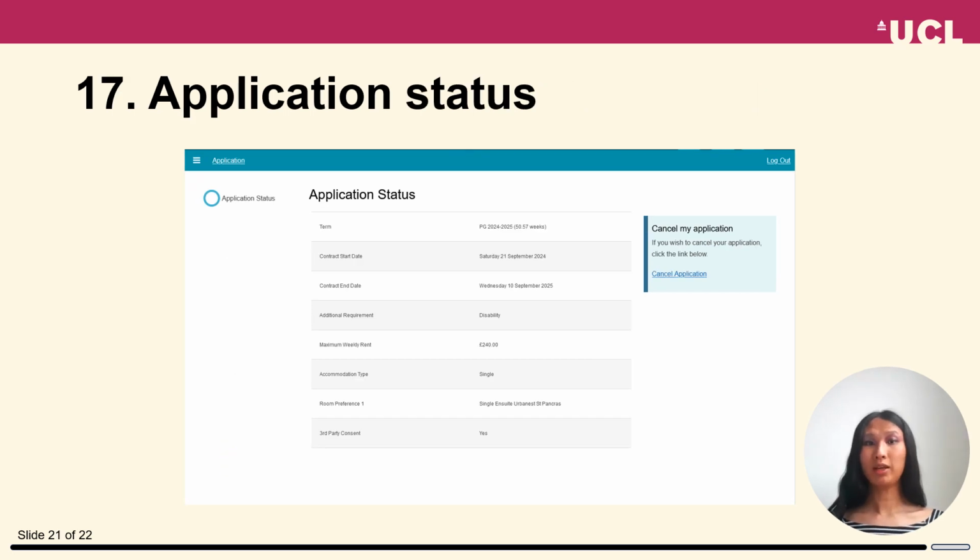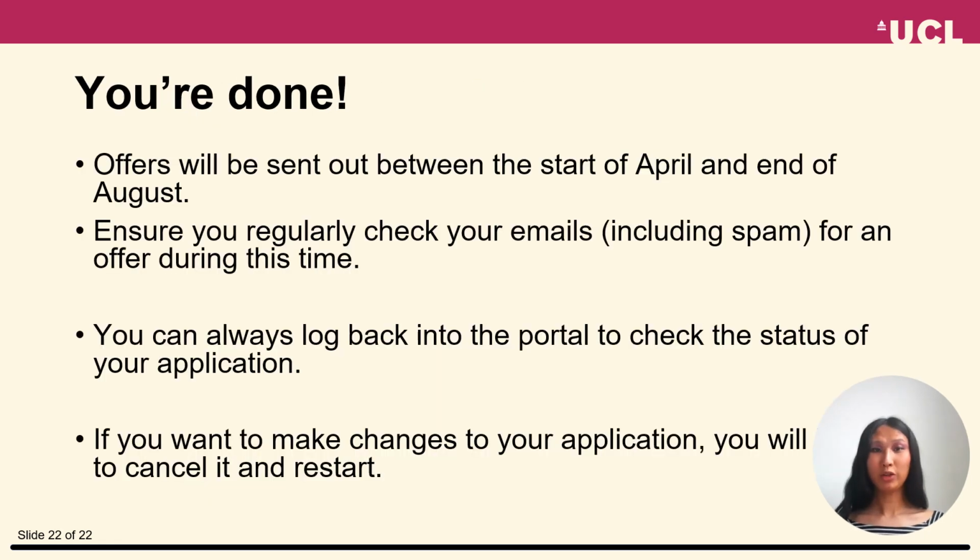Once you've submitted, you'll see the application status page, which will provide a summary of everything you've submitted. And you're done! Offers for postgraduates will be sent out between April and August if you meet the eligibility criteria for a prioritised place in halls. During this time, please make sure to regularly check your email, including spam, for an offer. Otherwise, you may miss your offer.